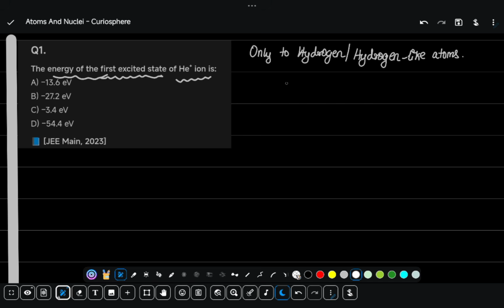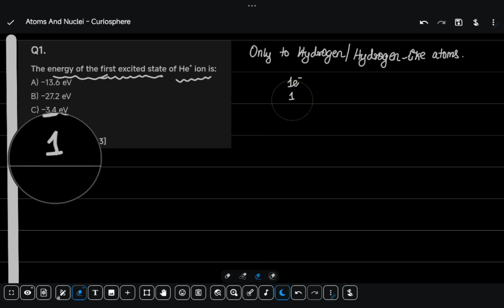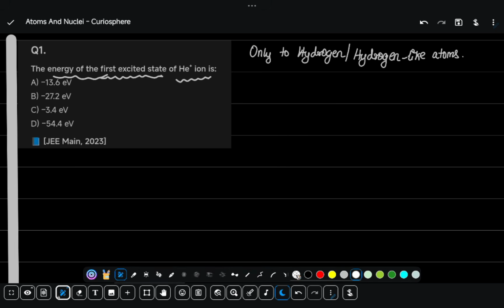How many electrons are there in a hydrogen atom? 1 electron. How many neutrons are there in one hydrogen atom? A normal hydrogen atom, it doesn't have a neutron. 0 neutrons, 1 proton, because a typical hydrogen atom is a 1H1 hydrogen atom, where the mass number is 1, the atomic number is as well 1.